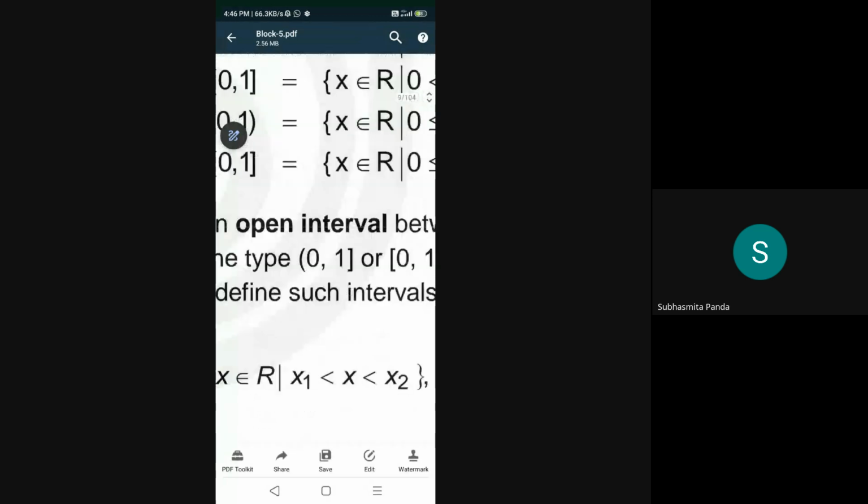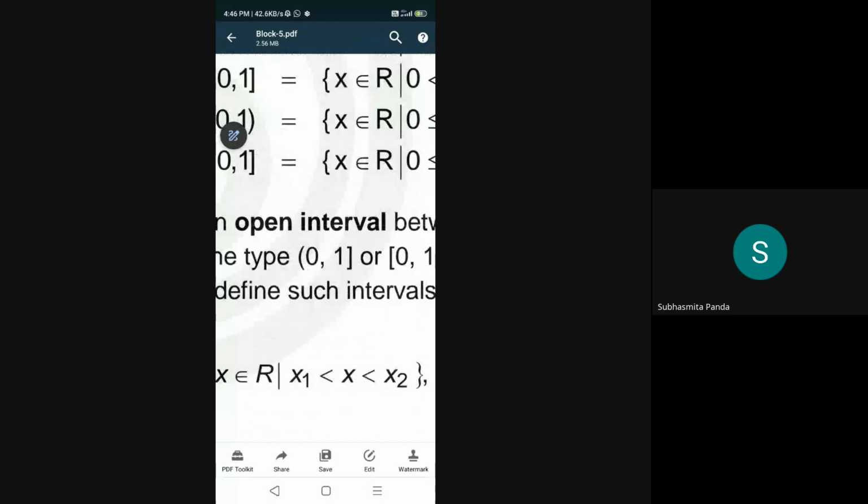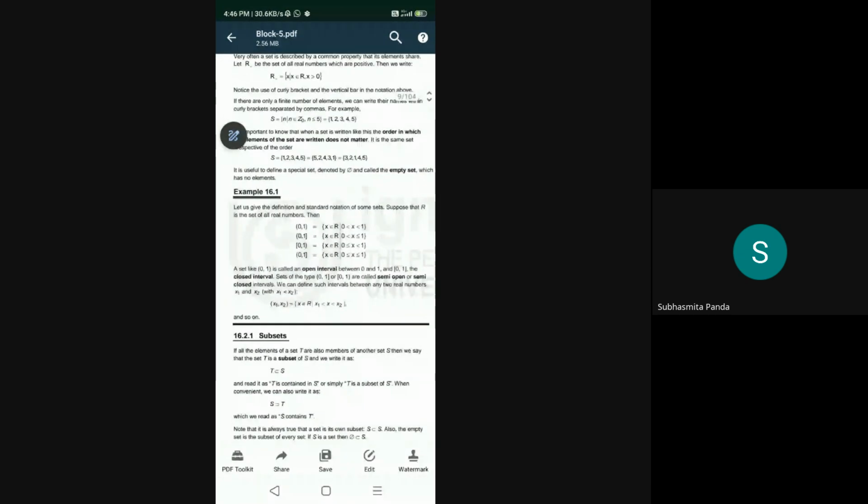In a semi-open interval, on the left-hand side you have a round bracket, and on the right-hand side you have a square bracket. In a semi-closed interval, on the left-hand side you have a square bracket, and on the right-hand side you have a round bracket. So, semi-open and semi-closed intervals. For x1 and x2, if it is an open interval, then you can write x belongs to R such that x1 < x < x2.